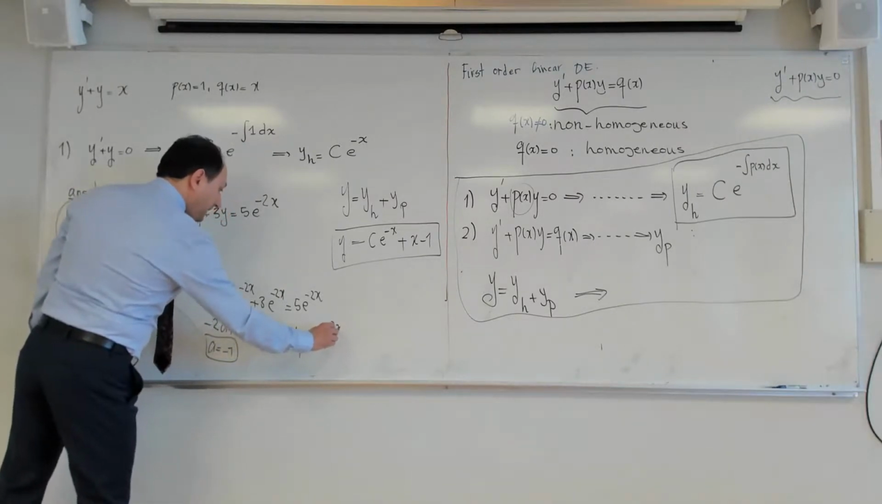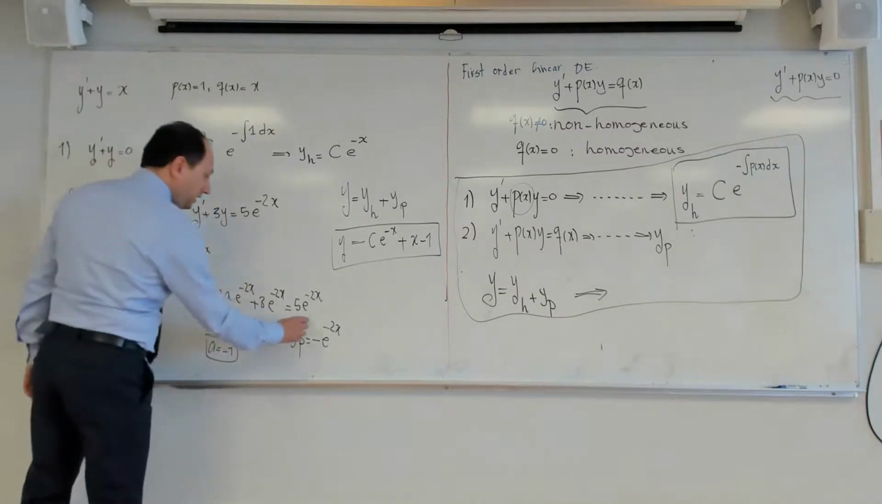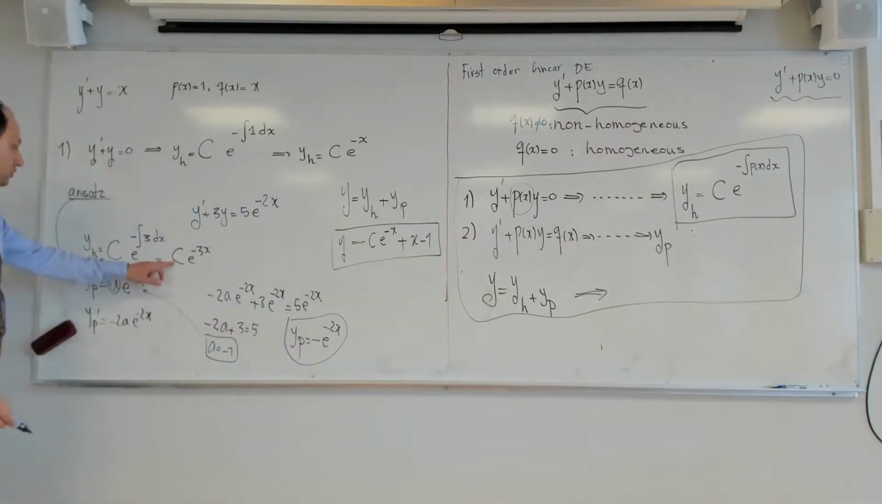So you see, this is what I'm saying. The hard part is not to guess the form of the function. The hard part is to fine-tune this coefficient. For fine-tuning this coefficient, I am not guessing. I am calculating. Yes? That's the point. And when you calculate a equal to -1, you put it back. This is your yp, and this is your yh.